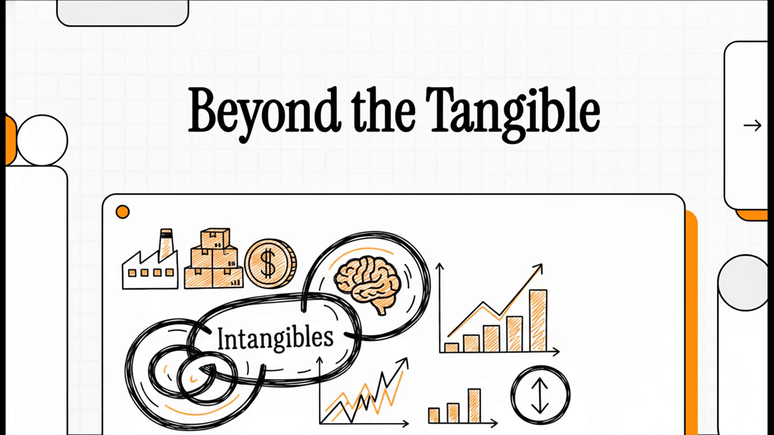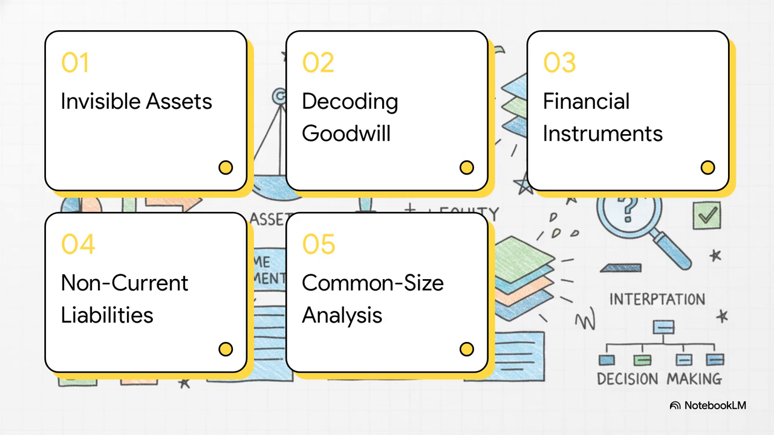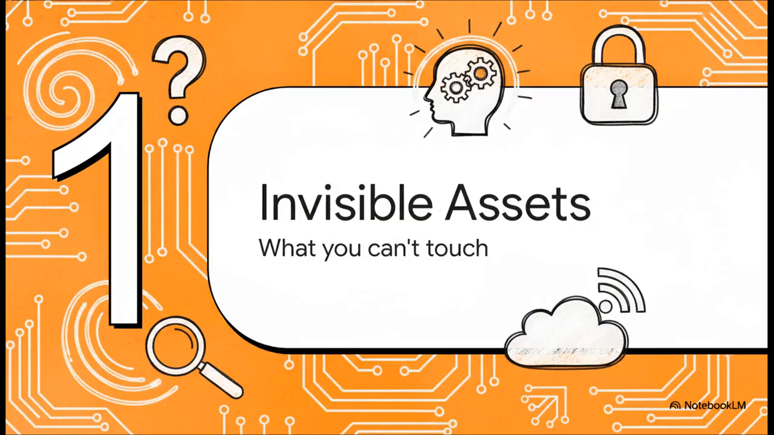Let's get into it. Here's our roadmap for today. 1. The value of invisible assets. 2. Decoding goodwill in acquisitions. 3. Complexities of financial instruments. 4. Navigating non-current liabilities. And 5. Common-size balance sheet analysis.